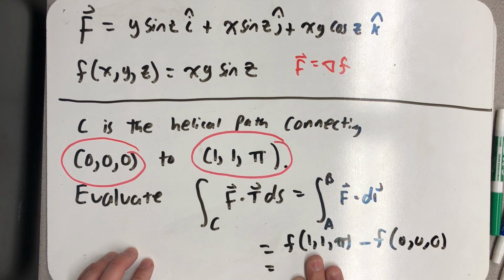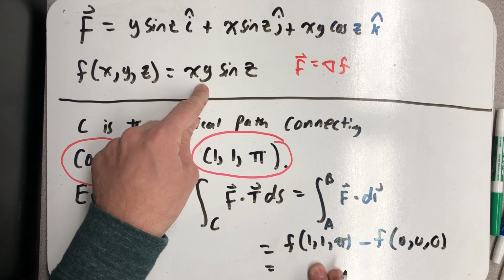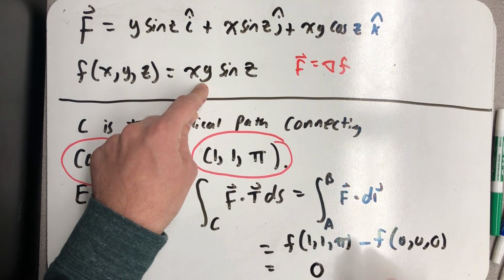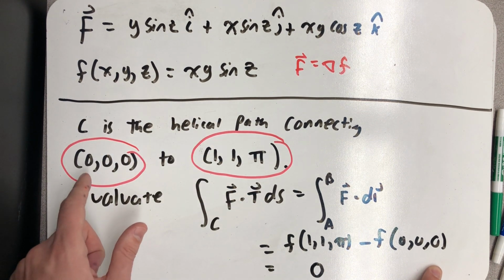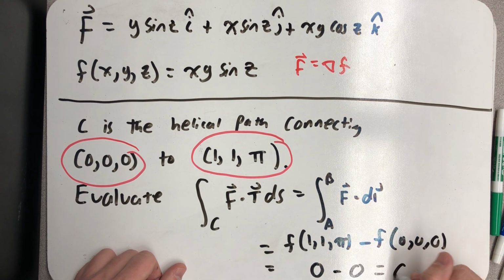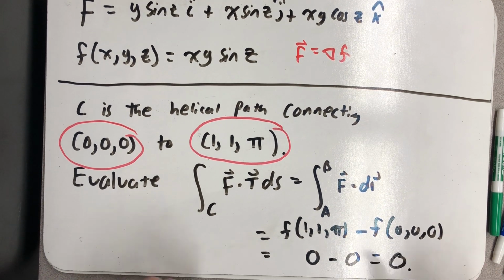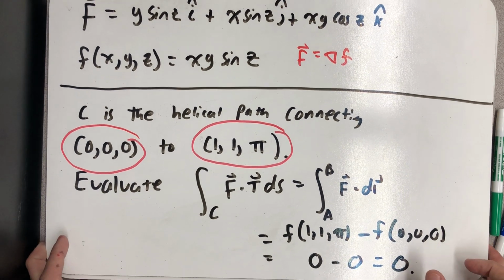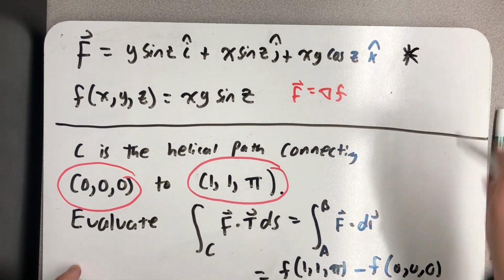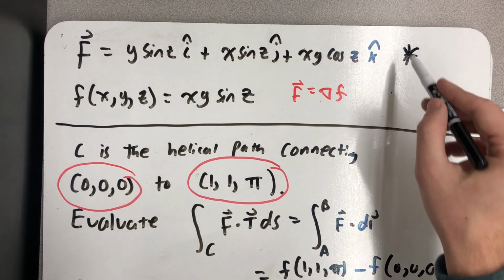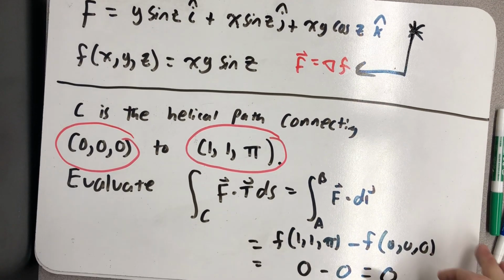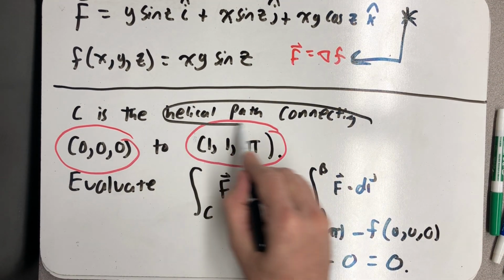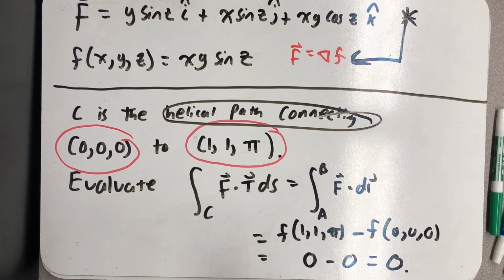Well, f of (1, 1, pi), that's 1 times 1 is 1, and the sine of pi is 0. And then f of (0, 0, 0), well, it's going to be 0, and so I get 0. And it was a fairly simple process. I guess the challenging part would be that if someone gave me this vector field, I'd have to recognize that it was a gradient field. Otherwise, I might be trying to parameterize the path, which I really don't have enough information to do just based on it being called helical, and I might not think to use the fundamental theorem of line integrals.